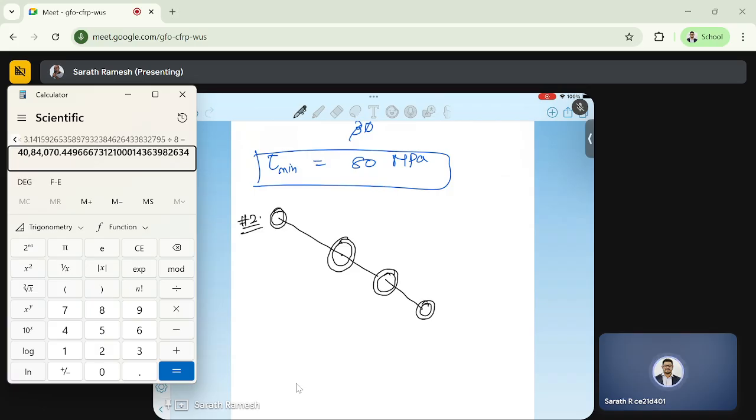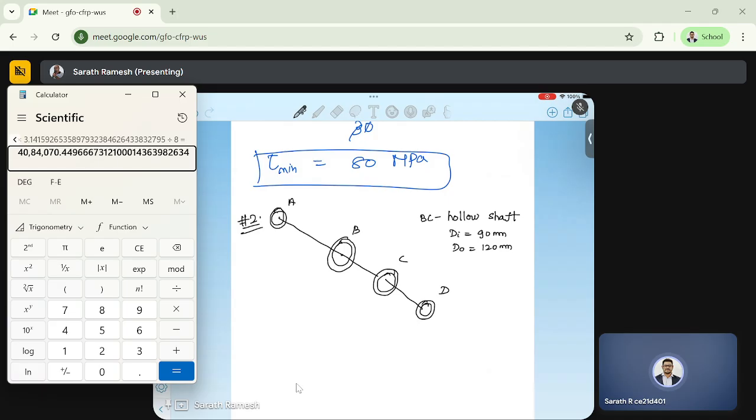Okay, and whatever is at the center is the shaft. So A, B, C, and D. Given BC is a hollow shaft. For BC, the inner diameter is 90 mm and the outer diameter is 120 mm.